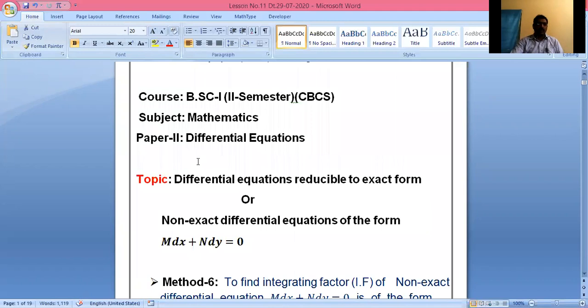In this video, we are going to learn differential equations reducible to exact form or non-exact differential equations of the form M dx plus N dy is equal to 0.